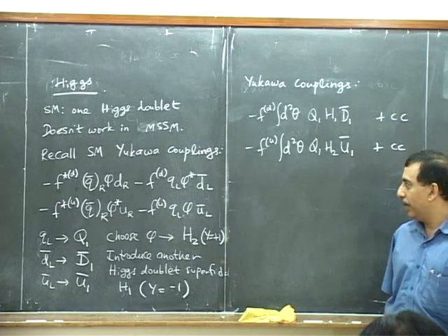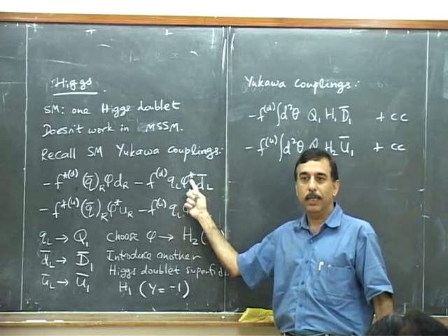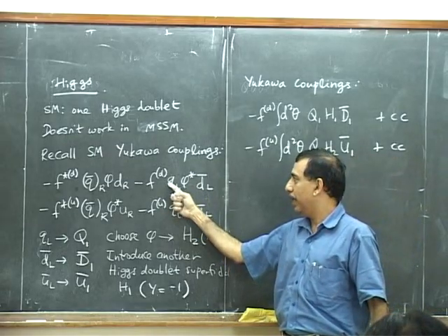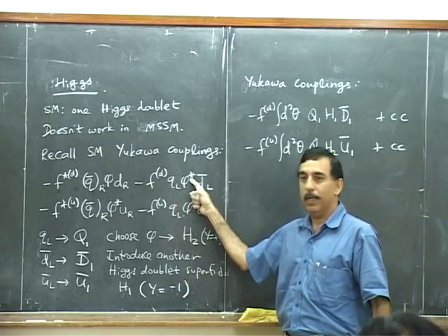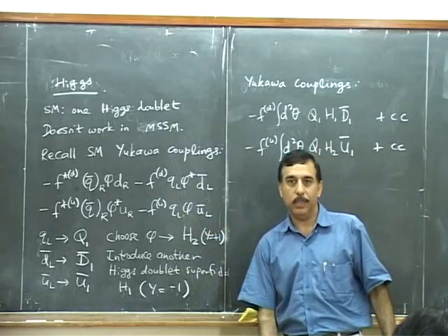And of course, you have to remember that this quark is a doublet, this phi is a doublet, and when I multiply this doublet with this doublet, I get an SU2 singlet. This is already an SU2 singlet, the whole term is an SU2 singlet.